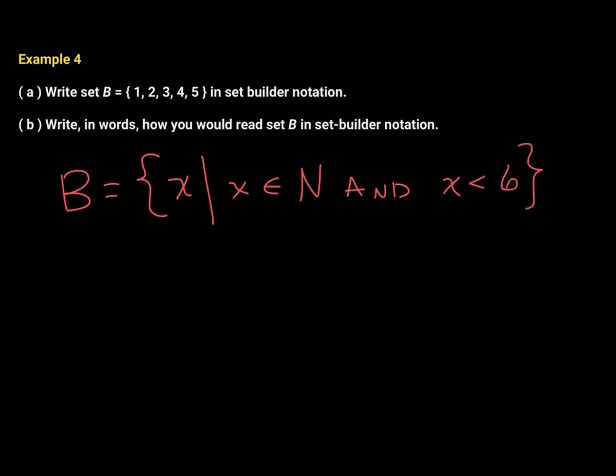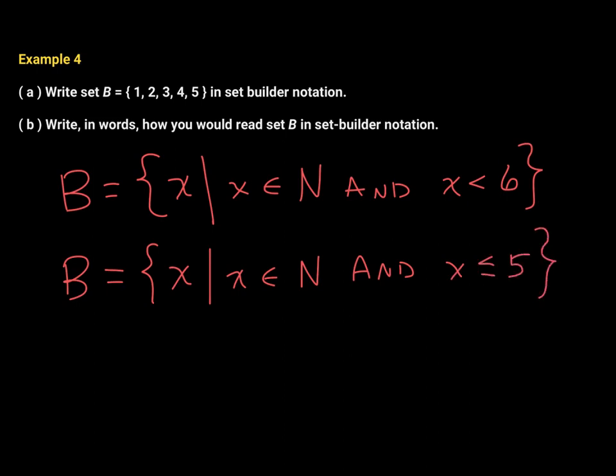Now, this is not the only way to write it. Instead, you can say the set B is the set of all elements X such that X is a natural number, X is an element of the natural numbers, and you can say it like this, X is less than or equal to 5. So that's another way to write it. This here is inclusive. It's including 5. This here does not include 6, right? So either way is acceptable.